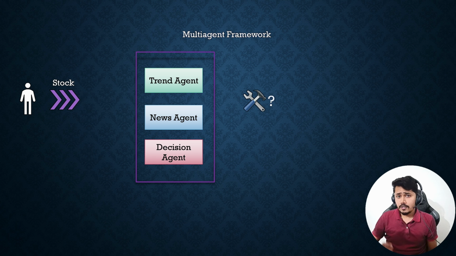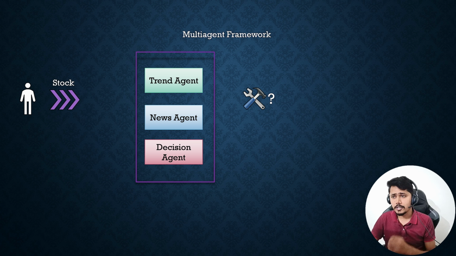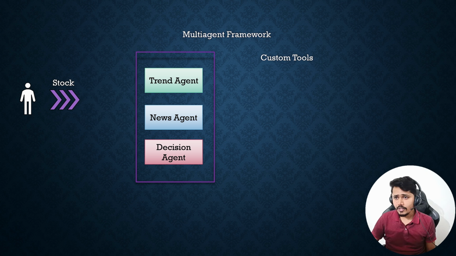Now, there is always one thing: for the trend agent and news agent, how exactly do they know which data to access and what is the right source of data, right? In order to get that, we need to build custom tooling, because in an agentic framework, if you want to perform any customized action, then you always need tooling. So these tools are going to help us connect to the external data sources that we have. So what exactly are those tools?